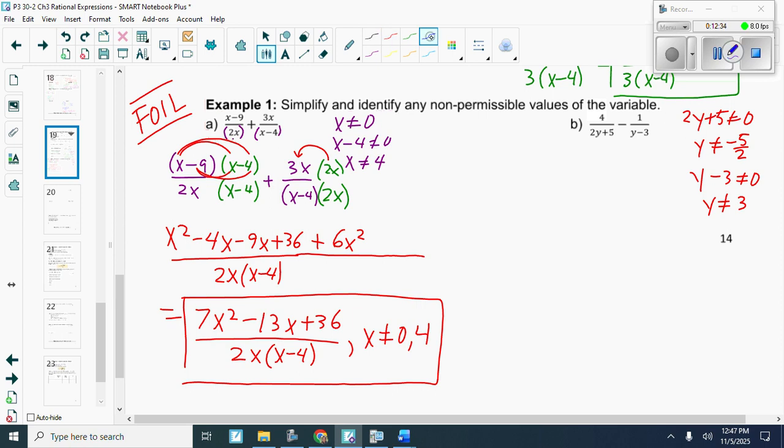So now what we're going to do is write out our first expression. What are we going to multiply this one by, top and bottom? What are we going to multiply by?